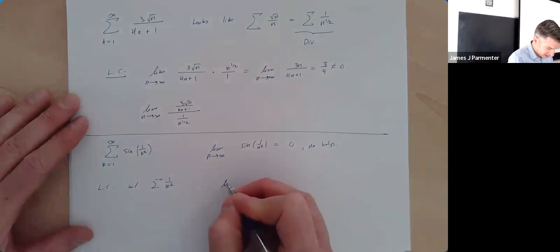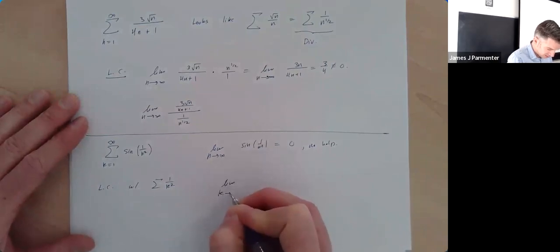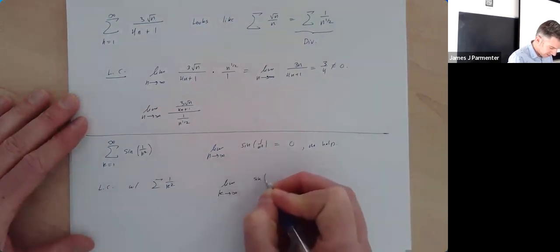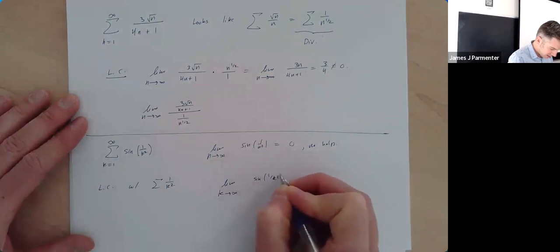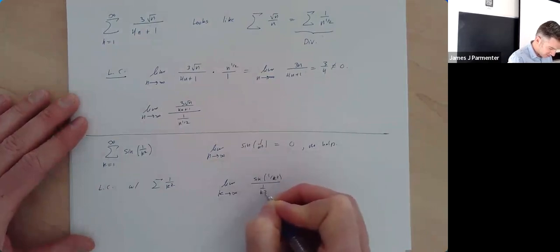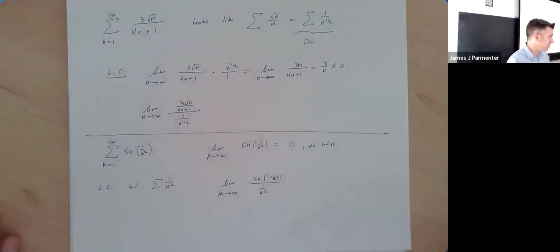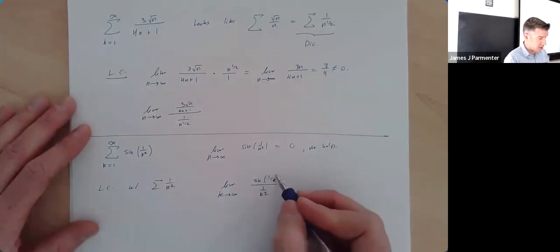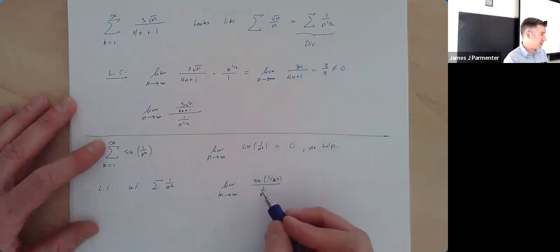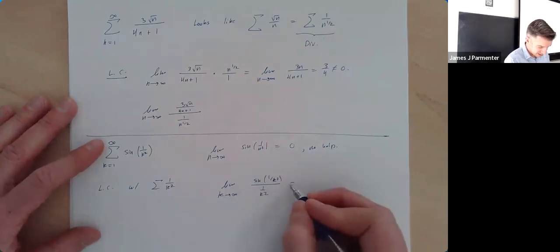So if I do this, the limit as k goes to infinity of sine of 1 over k squared over 1 over k squared. This is actually kind of tricky. One way to do this would be to use L'Hopital's rule, which I know is not something everyone covered. The other way to see this limit, and again, this is kind of a tricky thing, is when you've got sine of something that's going to 0 over the same something that's going to 0, that limit is 1.